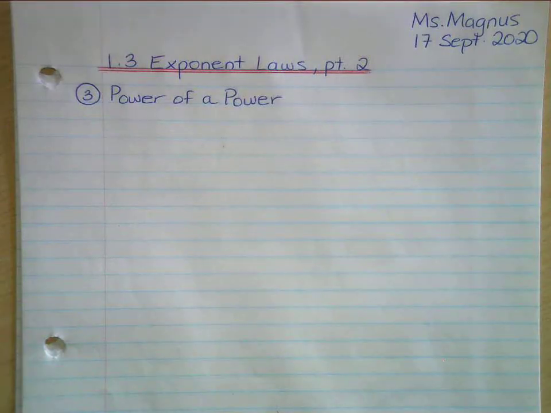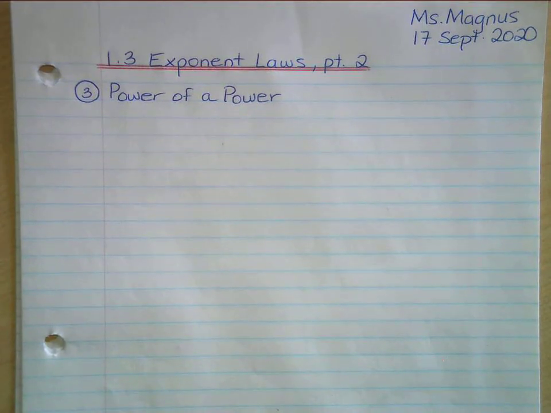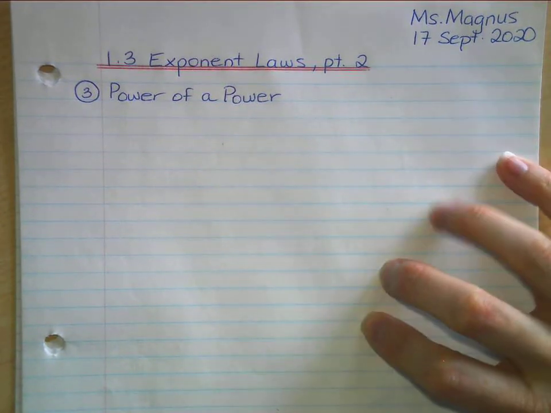So lesson 1.3 is going to finish going through the 5 exponent laws that we're learning in grade 9. We've already talked about the product rule, which is when you multiply powers with the same base, you add the exponents. Yesterday we talked about the quotient rule. If you divide powers with the same base, you subtract the exponents. So we're doing 3 more today. Let's start by showing some examples and we can see what the rules are.